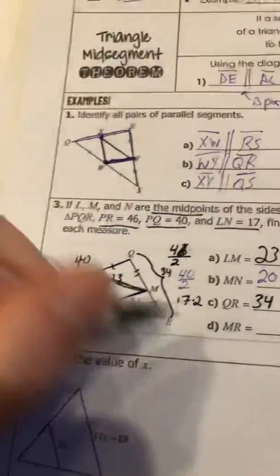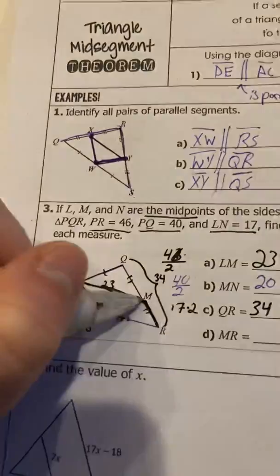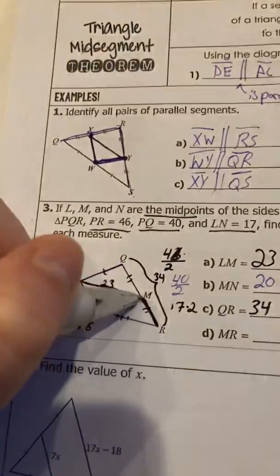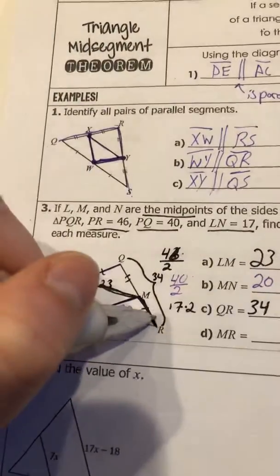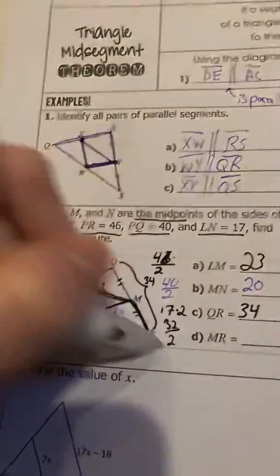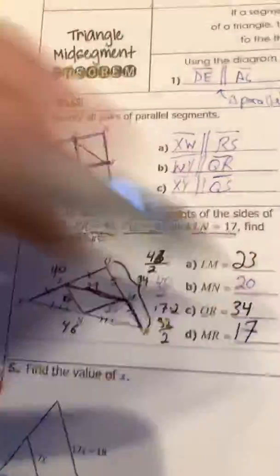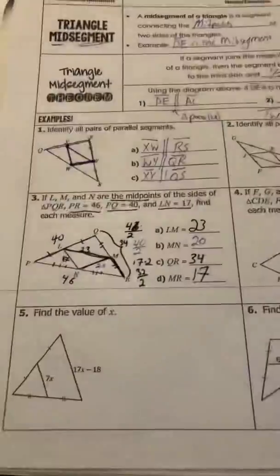And the last one was to find MR. Well, MR is right here. MR is from the midpoint to the side of this whole segment. So we'll take that 32 and divide it by 2 because it's half the segment and get 17. Twice the little equals the big.